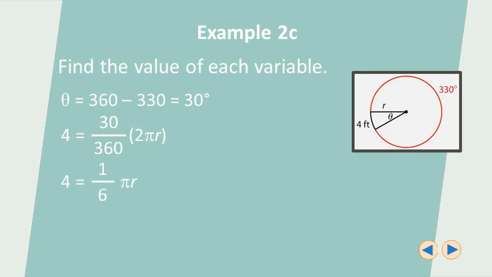So we reduce 30 over 360 to 1/6. Then we put it all together and we get r by itself. So again, we would go through our cross multiplying or whatever technique we're using to get to this point. 24 over pi is the radius. And if we work that all out, we get 7.6, again rounding to the nearest tenth.